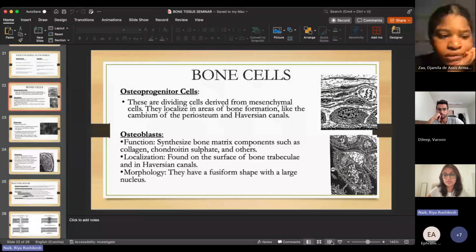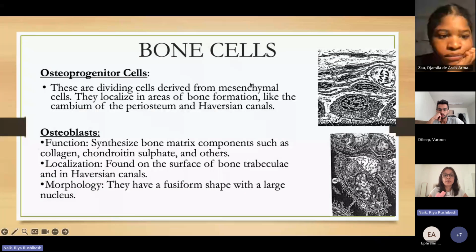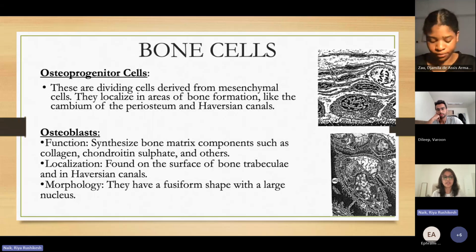Okay, hello everyone. So I'll be talking about the bone cells. There are four major types of bone cells: the osteoprogenitor cells, the osteoblasts, the osteocytes, and the osteoclasts. The osteoprogenitor cells basically arise from the mesenchymal cells, and they are found in the regions where bone formation takes place, such as near the periosteum and the haversian canals.